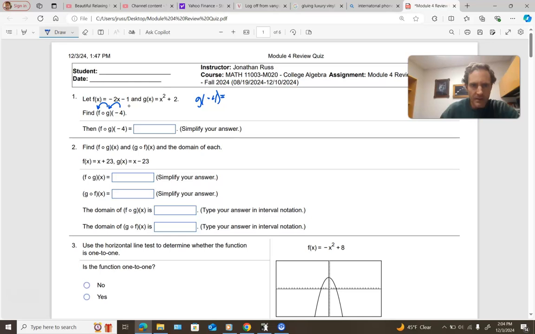you gotta be careful with these negatives. You need to keep it in parentheses, because when you square a negative, you get a positive. So I'll have negative 4 squared, which is 16, plus 2 is 18, and that's what's going to go in my function f. Okay, so now I need to find f of 18. So I would have negative 2 times 18, and then minus 1, and I believe that's going to give me negative 37 on that one.